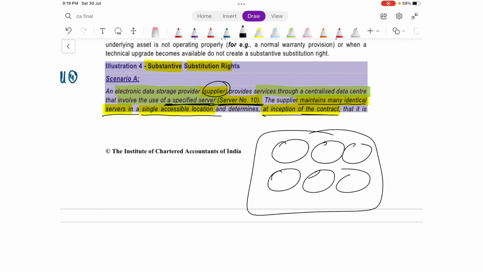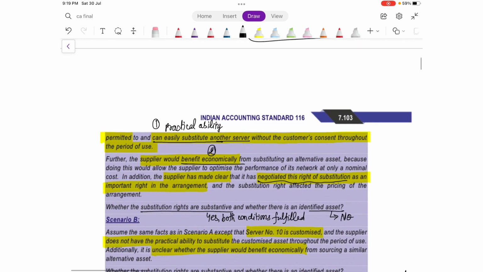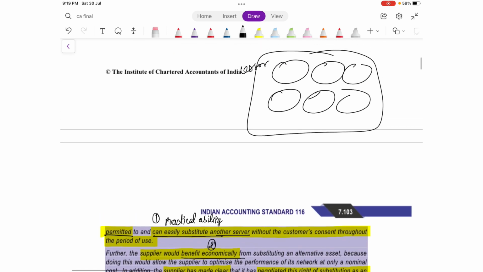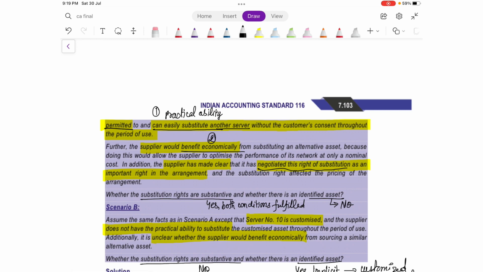Okay, so at the inception of the contract, what they have written is that the lessor is permitted and can easily substitute another server without the customer's consent throughout the period of use. So the lessor is permitted to substitute the asset, and the lessor can also easily substitute the asset with another server. Since he has a lot of identical servers, the lessor is one permitted according to the contract, and second he can also easily substitute the server.